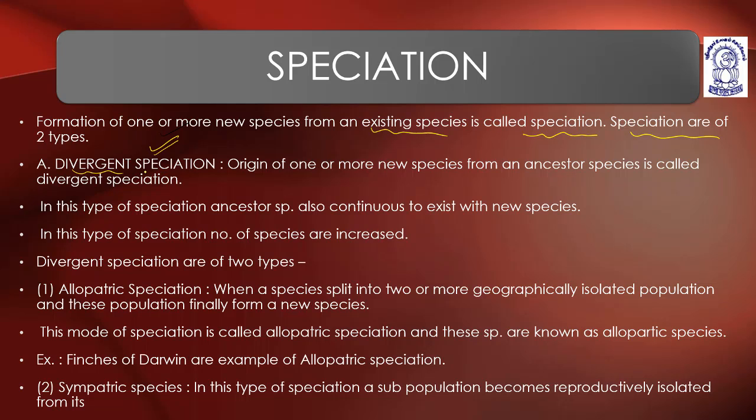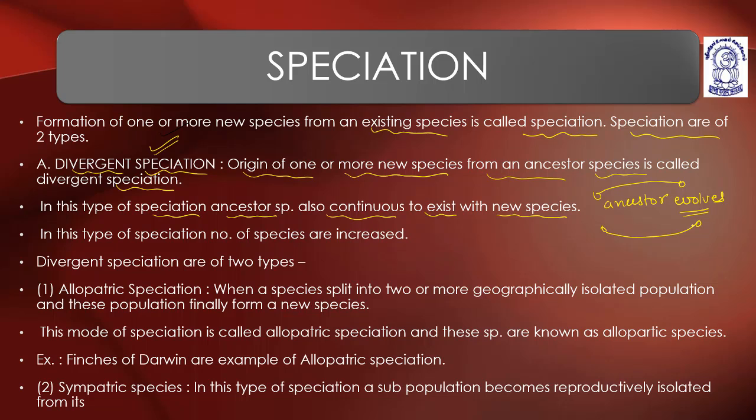Divergent speciation, origin of one or more new species from an ancestral species, is called divergent speciation. Meaning they are sharing the same origin, one or more new species from the same ancestor, okay. It is called divergent speciation. In this type of speciation, the ancestor species also continues to exist with new species. So basically the ancestor also evolves and the new species also evolve, okay.